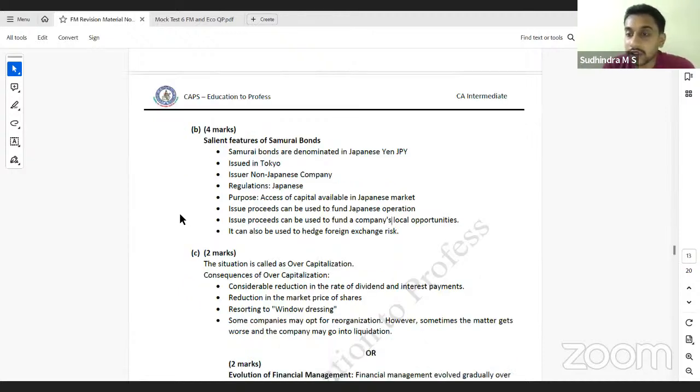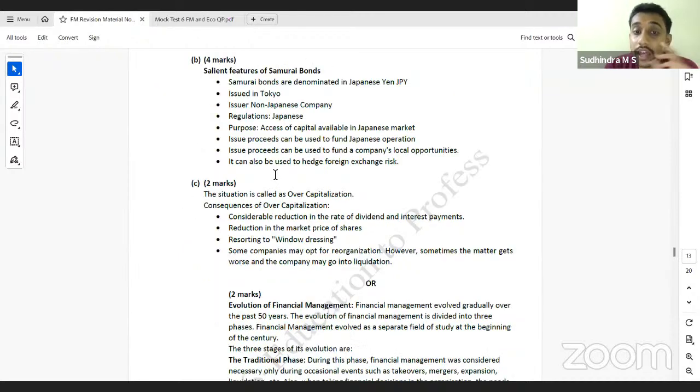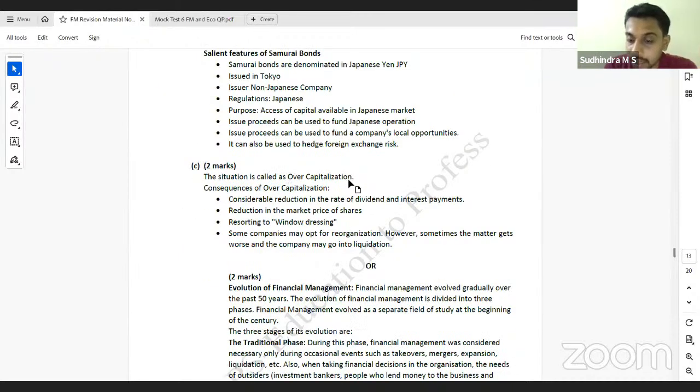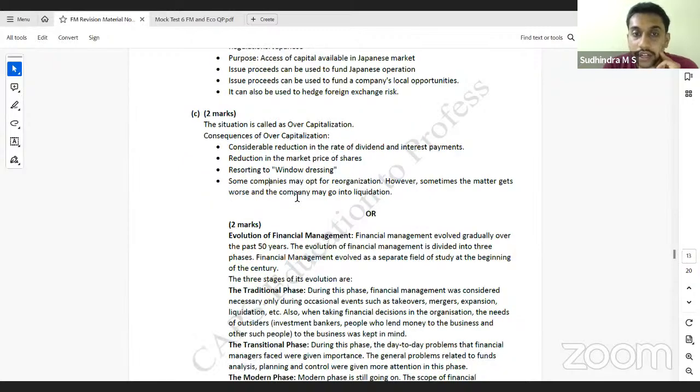Then last sub question has 2 alternatives. First one, if you have written that situation is called overcapitalization, you will get 1 mark. Then they are asking 2 consequences of overcapitalization. Any of this, out of these 4, any 2 points, you will get 1 mark, half mark each. Then alternative question, they're asking about evolution of financial management. So it evolved gradually over 50 years. So basically this is divided into 3 phases.